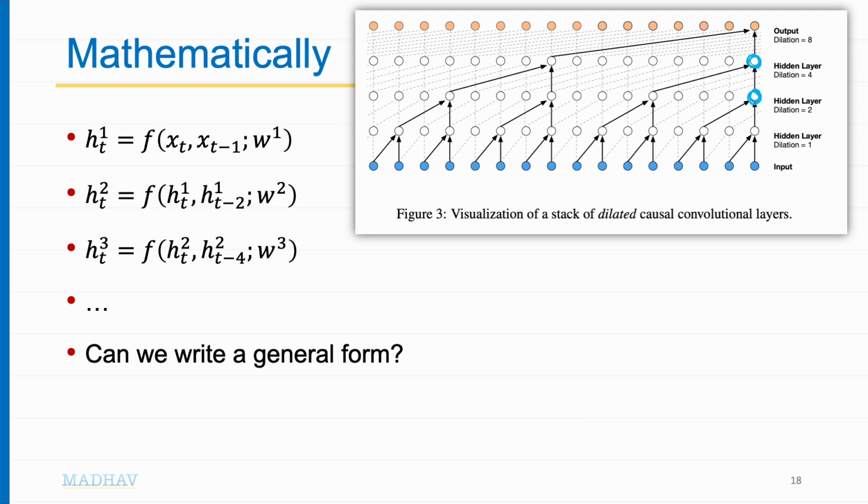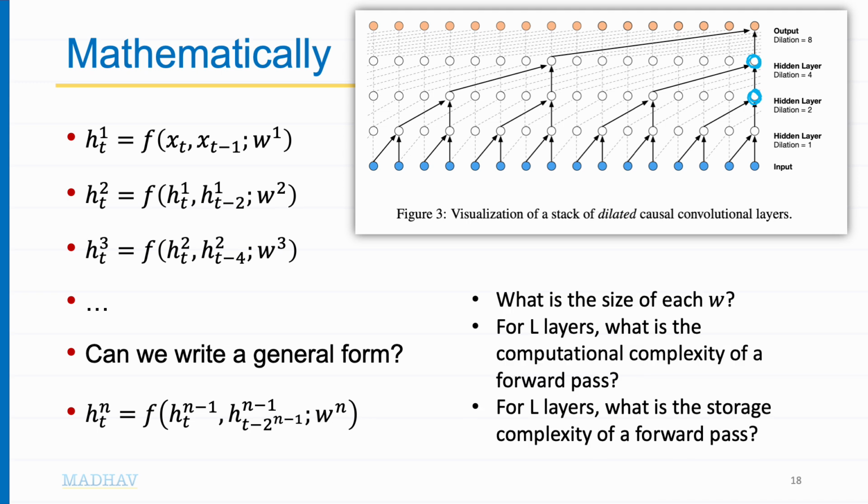Almost everybody has done it. Good. So h_t in the nth layer is a function of h_t in the n minus 1th layer and h at t minus 2 to the power n minus 1 in the n minus 1th layer, right? And wn is just some parameters. Is that good? Easy? So that is a simple model, but what's the advantage you are getting is you get such a large receptive field with the same number of parameters.